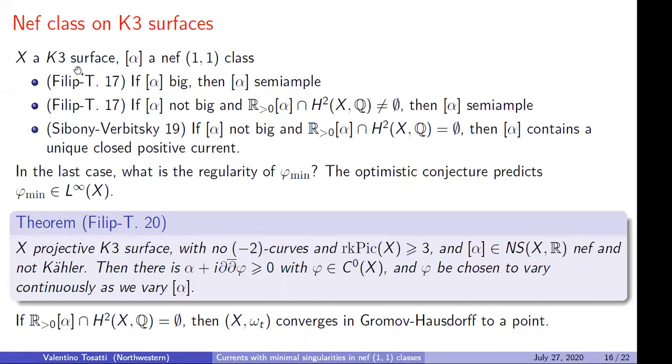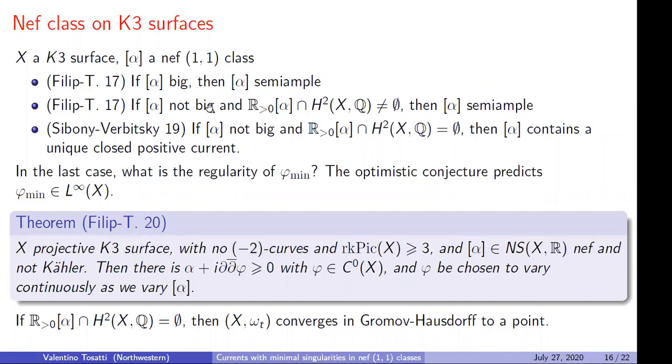So first of all, X is going to be now a K3. It does not have to be projective, and alpha will be, say, an arbitrary Neff (1,1) class. The first bullet point is essentially the proof I described earlier of the conjecture that if alpha is also big, then alpha is semi-ample. I actually told you the argument earlier. So if alpha is Neff and big, then it's as nice as you can hope for. And this is classical, actually. I mean, I put our names, but it's essentially algebraic geometry.